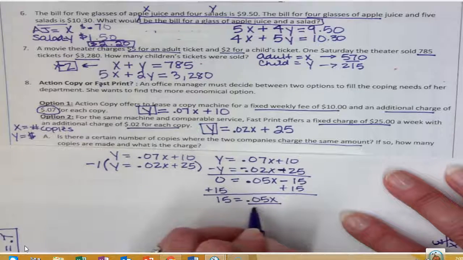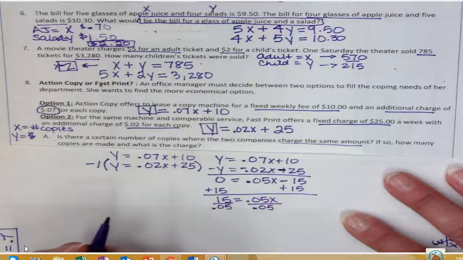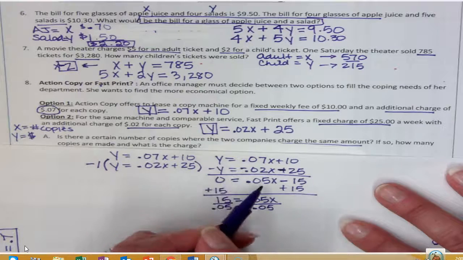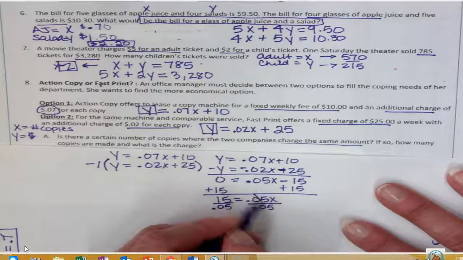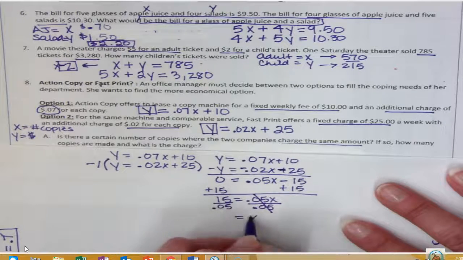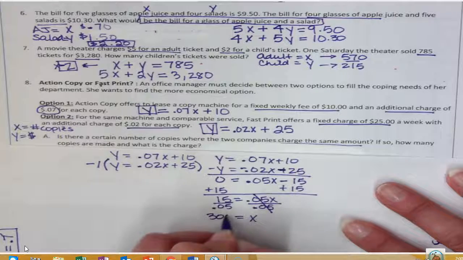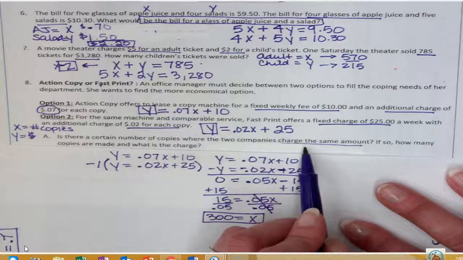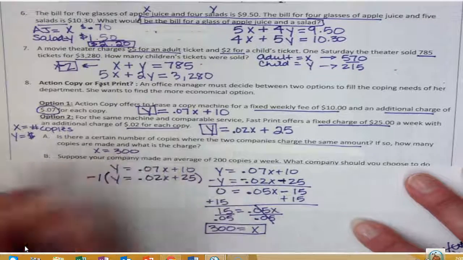Then we can divide. Do you see? I'm still doing the same thing over and over again. We're just going to solve for x. We get x by itself. Divide by 0.05, we cancel that out. We get x equals 15 divided by 0.05 is 300. So 300 is the number of copies when they will charge the same amount. So x would equal 300.